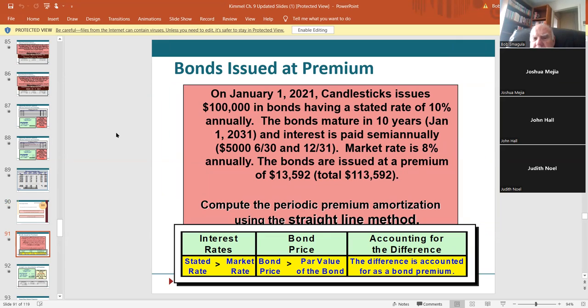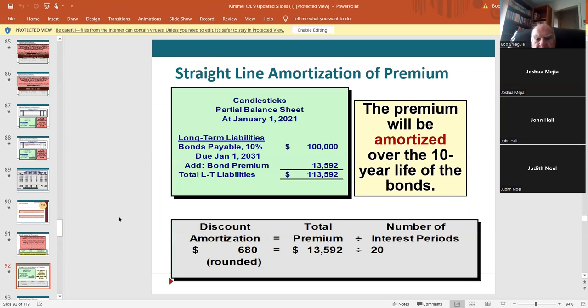Now let's look at a premium. Oh, premium! This time Candlestick is paying 10%. They're still paying 10%, but now the market rate is 8%. So that results in what's called a premium. Stated rate is greater than market rate. That's going to give us a premium. Let's take a peek here. Here we go.